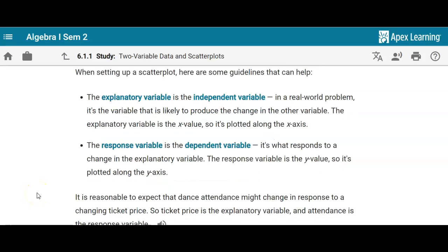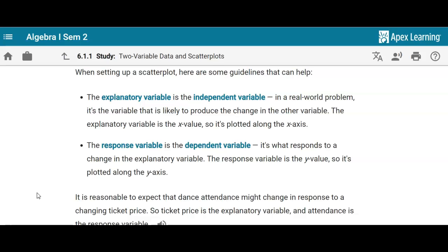So anytime we're looking to set up a scatter plot, the one thing we want to know is some information about the variables. Okay? We have two types of variables, right? The first one is the independent variable, or what they consider the explanatory variable. And this is the one that, basically, we would say nothing changes. So in a real problem, it's a variable that's likely to produce the change in the other variable.